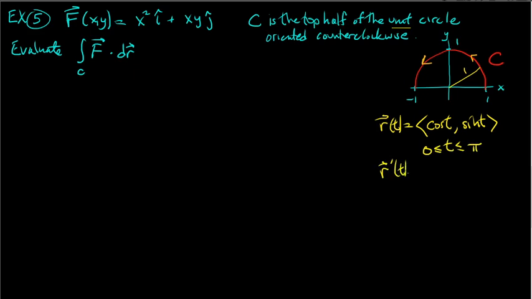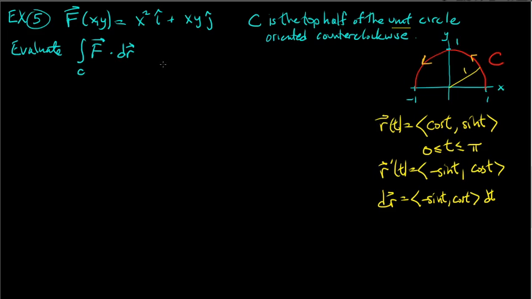And we'll need the derivative, but the derivative of cosine is negative sine, and the derivative of sine is cosine. We don't need the acceleration, but you can take the second derivative here too. All right, so my dr will just be this vector negative sine t, cosine t times dt.